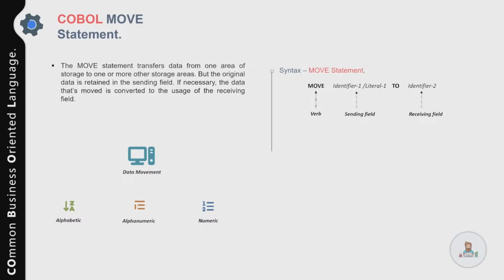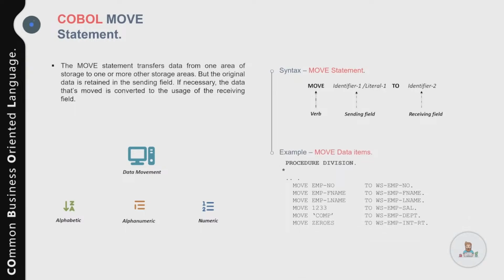Now let's talk about the syntax. The syntax of the move statement begins with the move keyword. After that you have identifier 1 or literal 1, which is the sending field. Thereafter you have the to keyword followed by identifier 2, which is the receiving field. Now let's talk about an example. In the following example we have the procedure division, and we have used a couple of move statements to move data from one field to another field. And we have also used a move statement to assign numeric values to a variable. So in the first example, we have employee-number, which is being moved to ws-emp-number. Similarly, the second statement is moving employee first name to ws-emp-first-name.